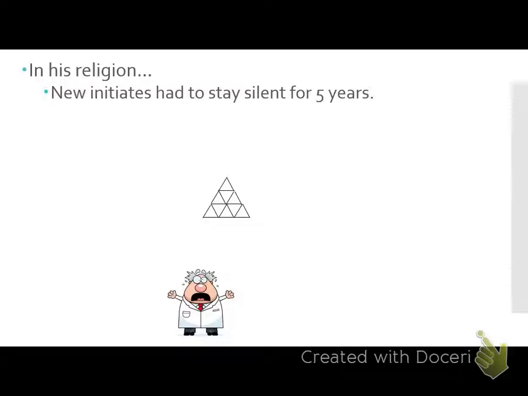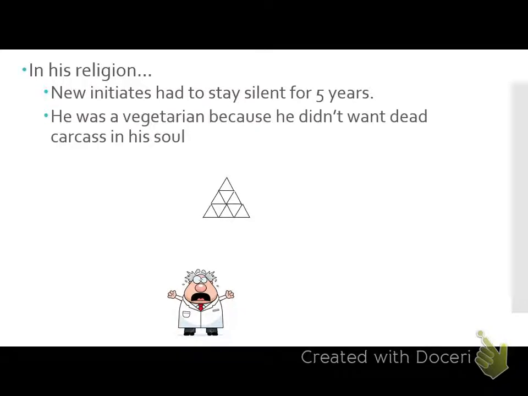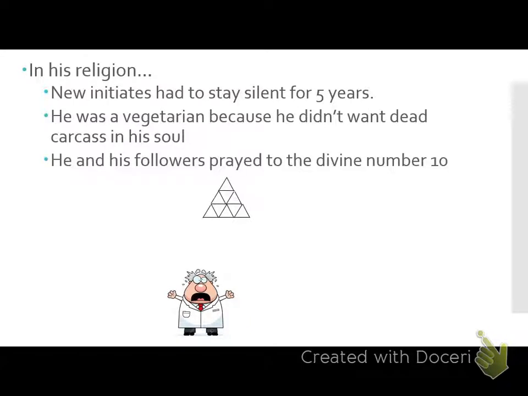So that was that. He was vegetarian because he didn't want dead carcass in his soul. So he had a lot of like the reincarnation thoughts. Like if you die, you become an animal, things like that. So he didn't like eating animals. And if you were a part of his following, you did not eat animals, you were vegetarian. He and his followers prayed to the divine number 10.